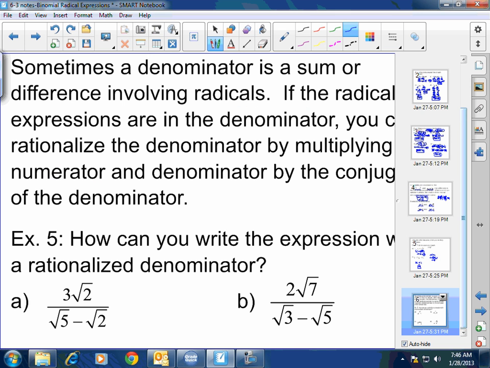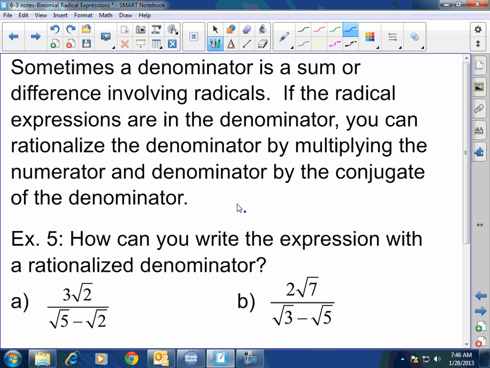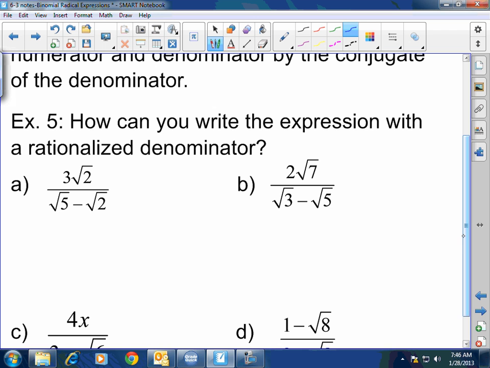And we've got one more. Now, sometimes a denominator is a sum or a difference involving radicals. If radical expressions are in the denominator, you can rationalize the denominator by multiplying the numerator and denominator by the conjugate of the denominator. Same concept as rationalizing when there's just one radical in the denominator. But I think it's a little bit easier, because you're simply going to multiply by the conjugate, both the numerator and denominator.